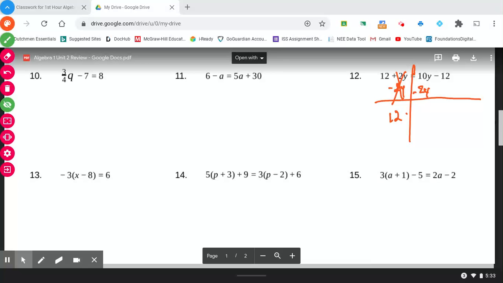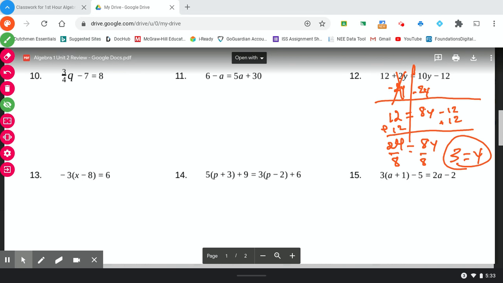It leaves me with 12 on this side, equals 10y minus 2y is 8y, and then minus 12. So I need to add 12 over here to get it moved to the other side. Do the same here. Leaves me with 24 on the left and 8y on the right. Now the 8's being multiplied times the y, so I need to do the opposite, which is divide by 8 and divide by 8. 24 divided by 8 is 3, and that equals y. So 3 equals y.